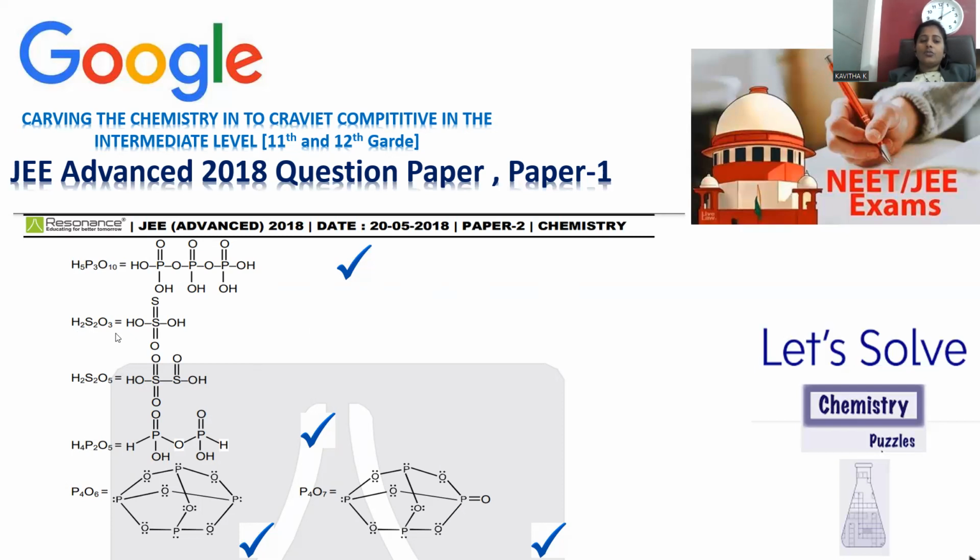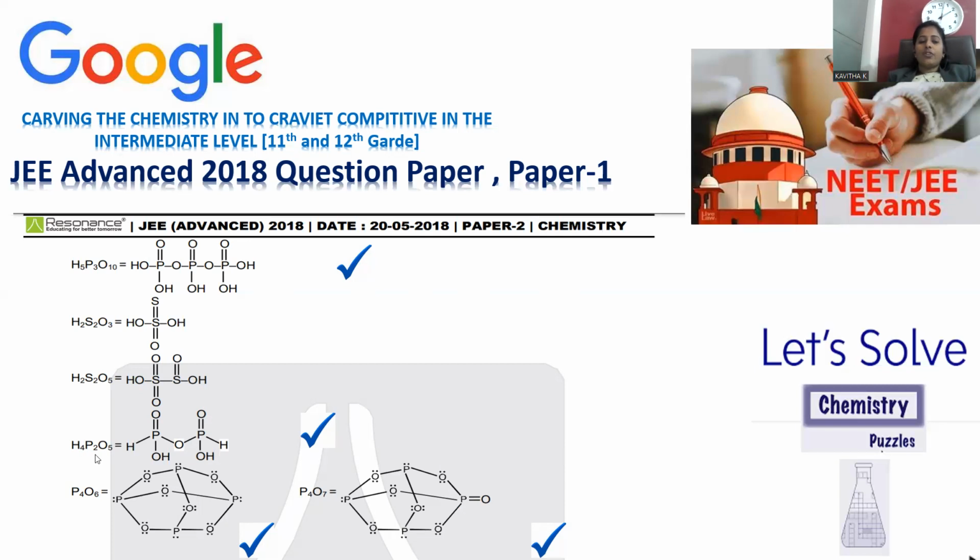So H2S2O3. When H2S2O3 is taken into consideration, there is a sulfur-sulfur linkage, sulfur-oxygen, sulfur-oxygen, sulfur-oxygen. But there is no bridged oxygen. So there is no need to put a tick mark here, because we do not have bridged oxygen. H2S2O5. If you consider H2S2O5, there is a direct S-S linkage, but not oxygen bridging. Oxygen bridging is missing, so we can't count this.